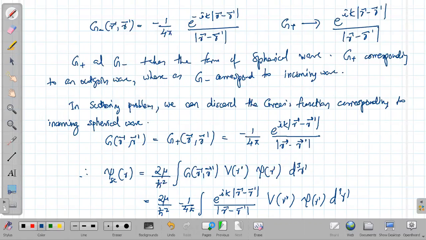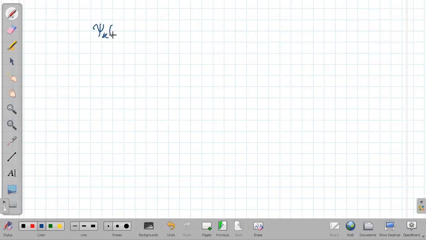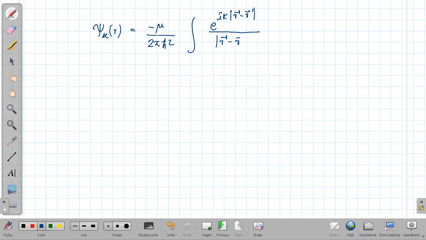Okay, we can simplify it if you want. So finally, the scattering wave function is minus mu upon 2 pi h bar square integral e raised to ik modulus of r minus r' divided by modulus of r minus r', V at r' psi at r' d tau'.